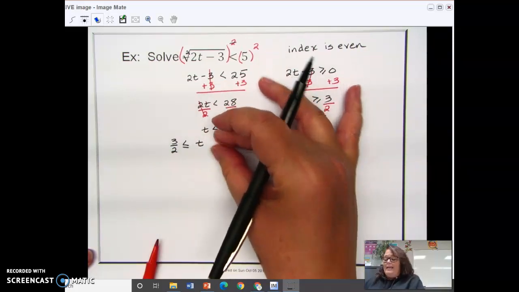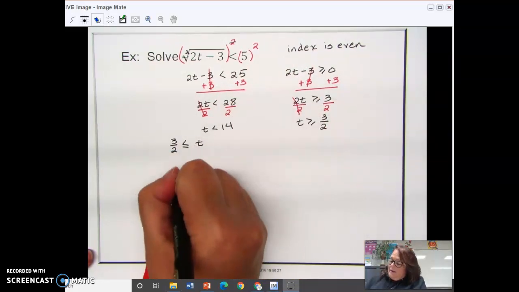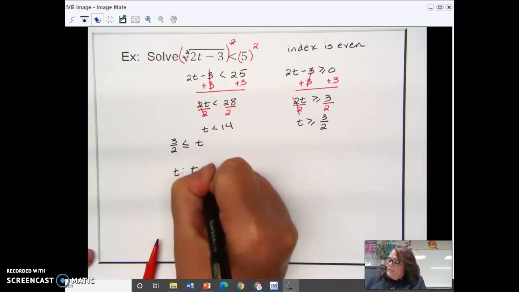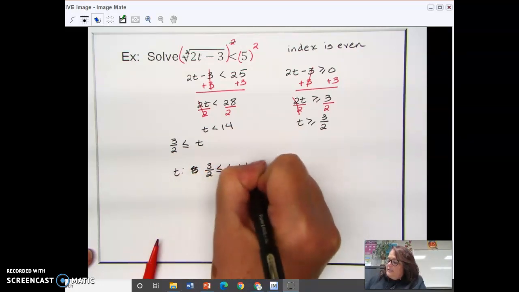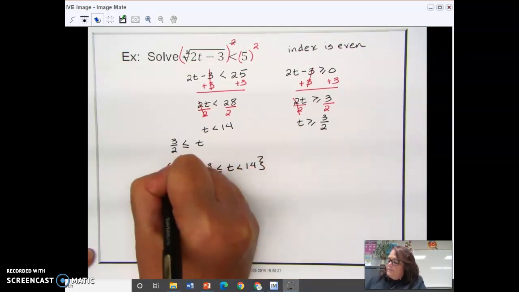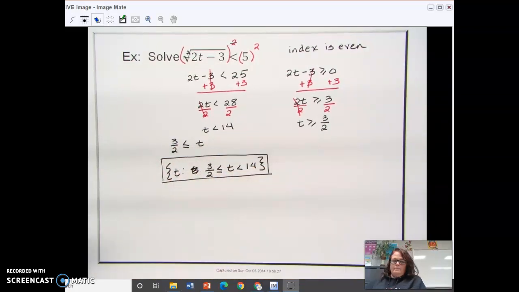So I don't call it adding because we're not adding both sides. We're literally squishing the two together and saying I have t such that 3/2 is less than or equal to t is less than 14. All right.